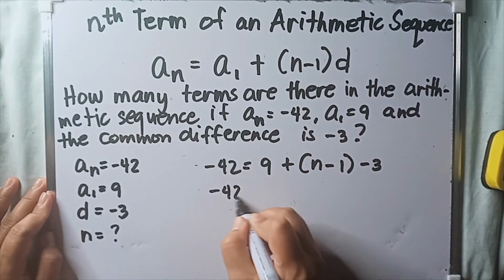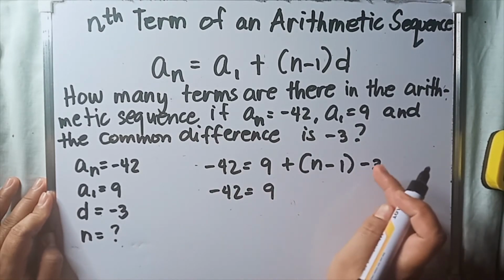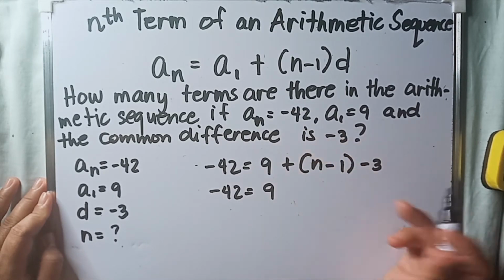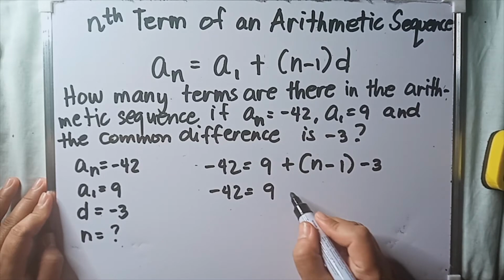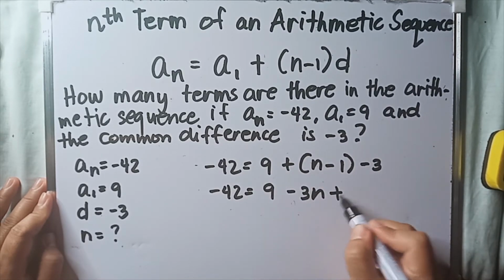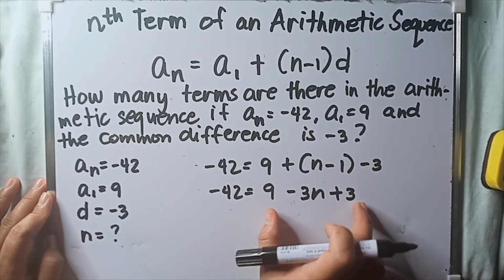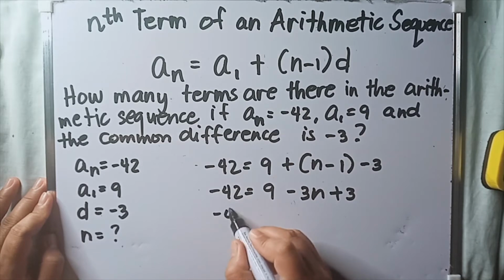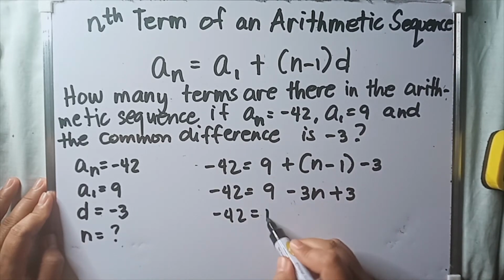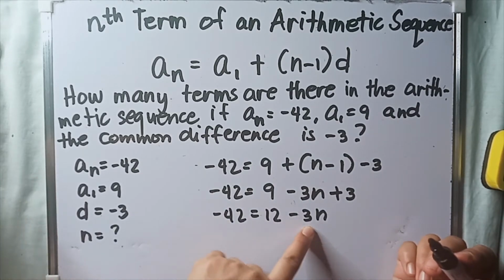So, negative 42, bring down din ito. Ito muna yung i-simplify natin. So, didistribute natin yung negative 3 to each. Okay? So, negative 3 times n is negative 3n. Negative 3 times 1 is positive 3. And then, of course, we can combine these two since parehas sila na constant. So, magiging negative 42 equals 9 at saka 3, which is 12, minus 3n. So, pwede na siguro natin i-transfer ito.